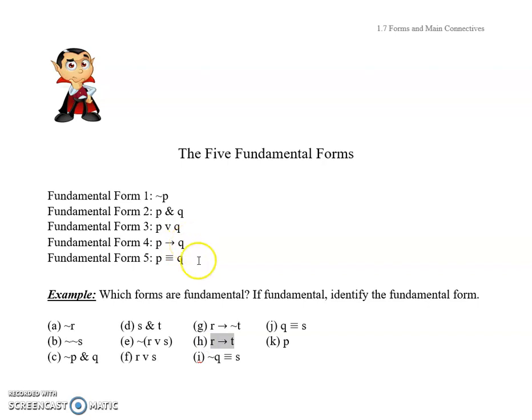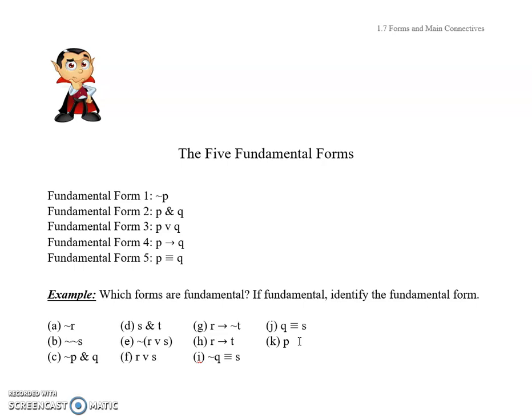And I is not a fundamental form, but J is. So contrasting those two hopefully helps. J is a fundamental form, and it is fundamental form 5. Finally, this one's a bit of a trick question. This is not a fundamental form. We will have something more to say about these in the ensuing section 1.8.